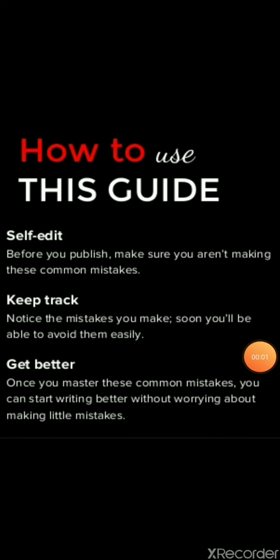How to use this guide? If these two sessions will be very helpful for you, then how do you use them? First of all, you will become a self-aided person in English. You can correct any error while reading the paper, a magazine, some article, you will catch that there is an error in the sentence. So before you do any sort of reading or writing, make sure you are not making these common mistakes. Keep track, notice the mistakes you make, and soon you will be able to avoid them easily.